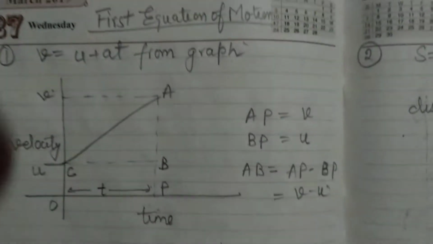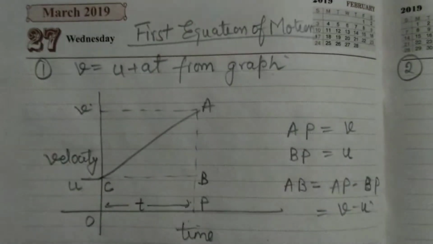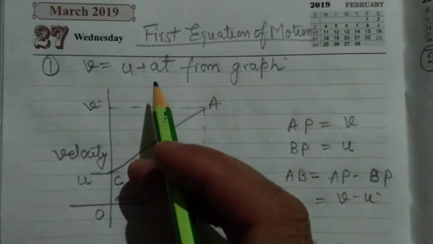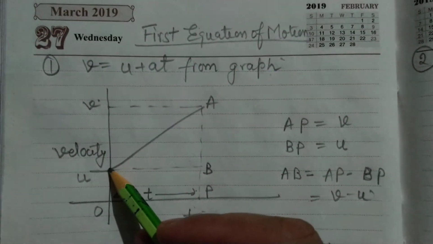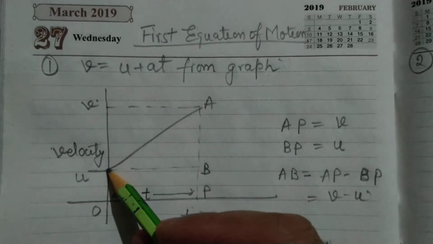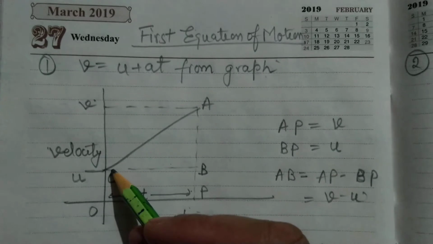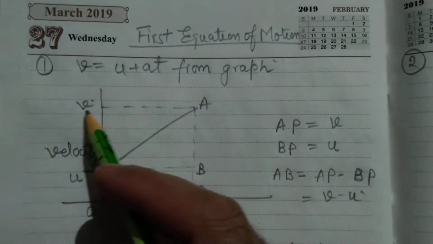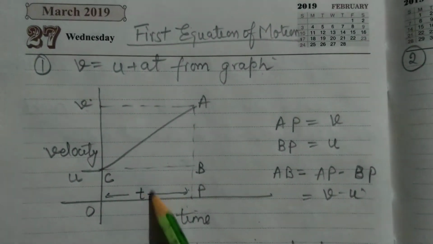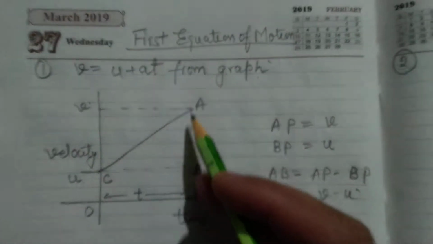Now we will derive the three equations. So the first equation is V = U + AT. Now we are drawing a VT graph for that. So here we can say that the object has started moving from U velocity, initial velocity is U, and because the acceleration is constant, it is a straight line, and finally the velocity is becoming V after t time. So after t time, the velocity is changing from U to V like this.